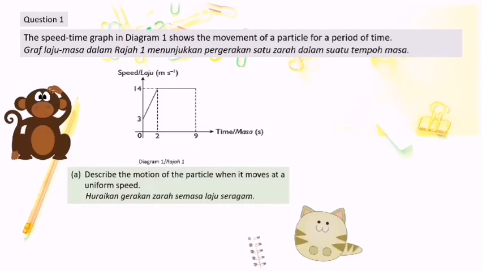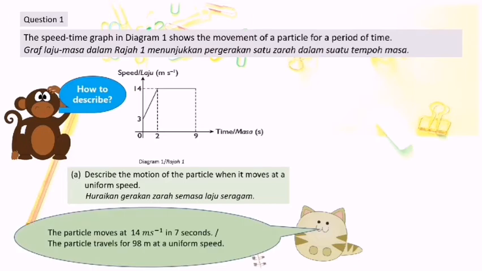Question 1. The speed-time graph in diagram 1 shows the movement of a particle for a period of time. A. Describe the motion of the particle when it moves at a uniform speed. How to describe? The particle moves at 14 meters per second in 7 seconds, or the particle travels for 98 meters at a uniform speed.